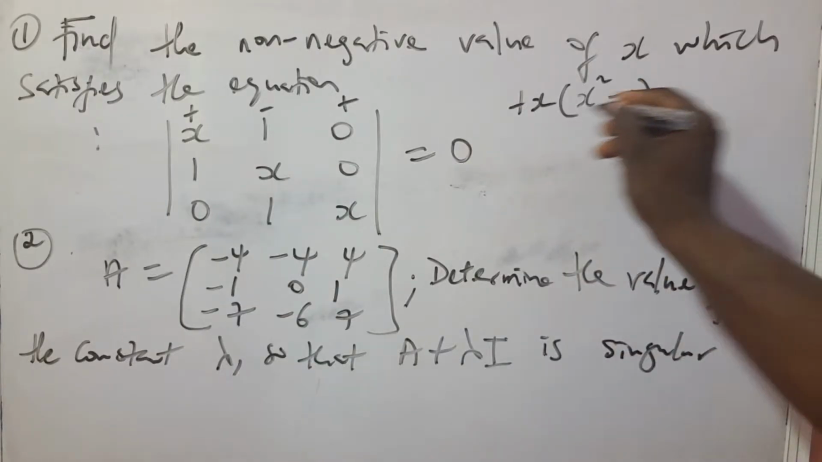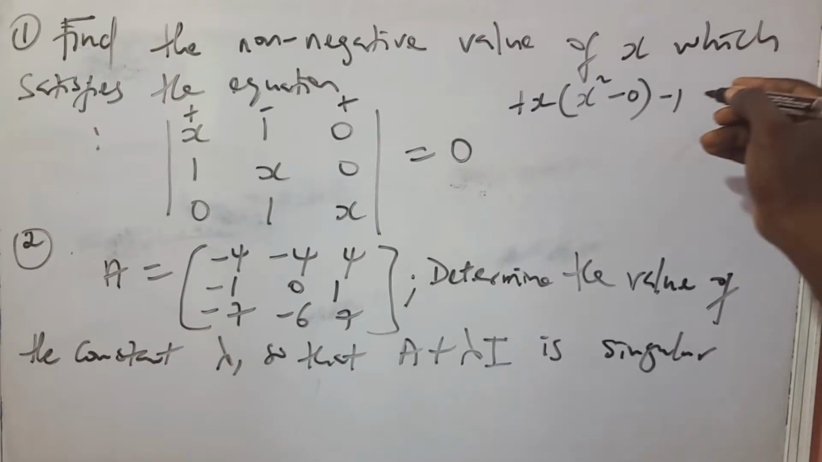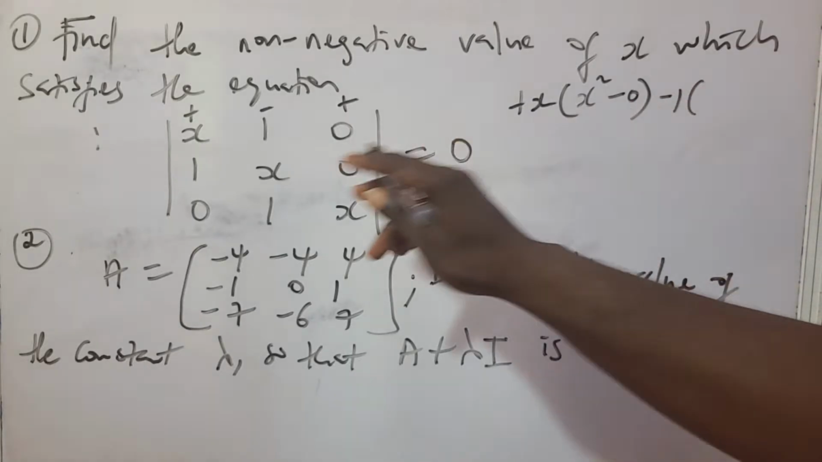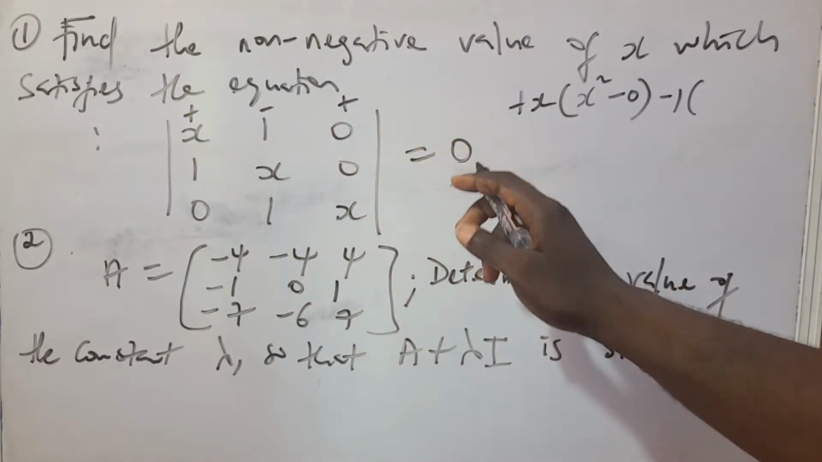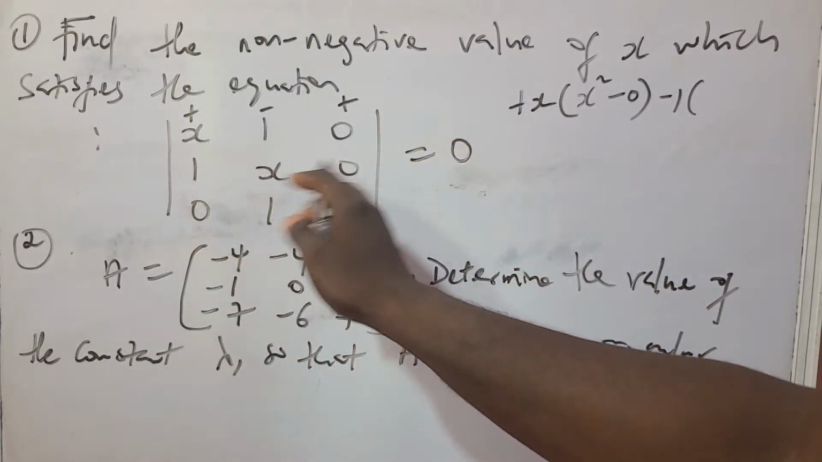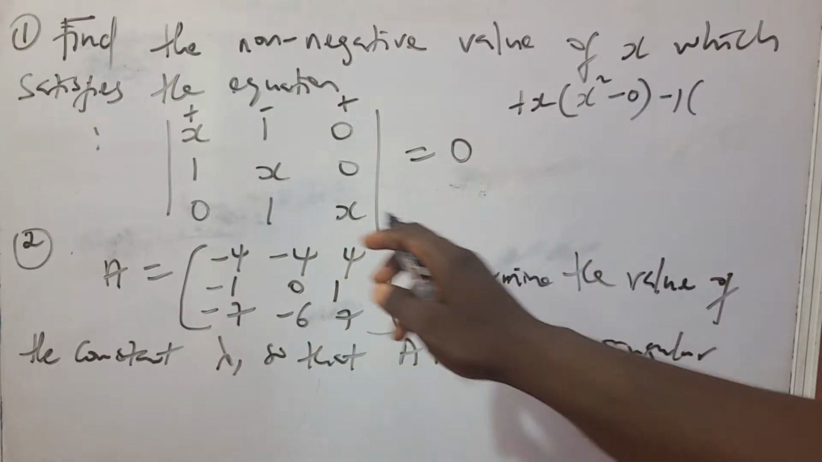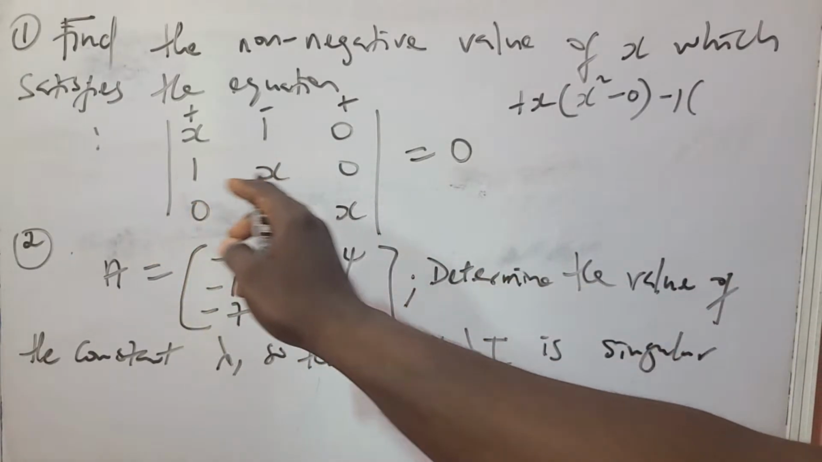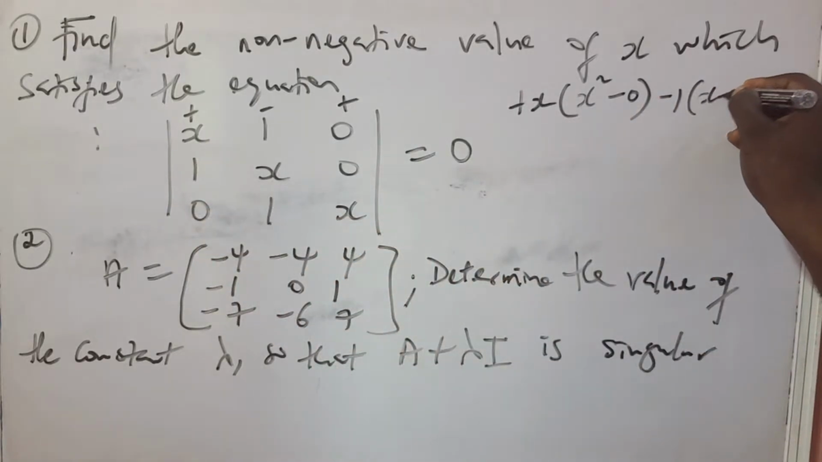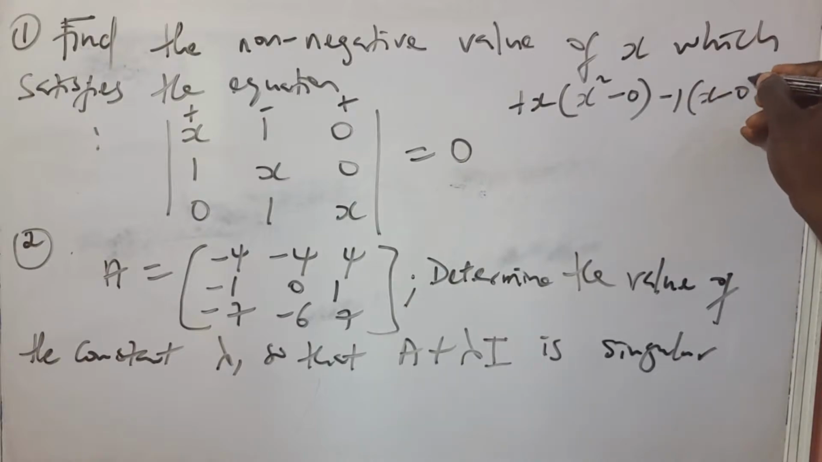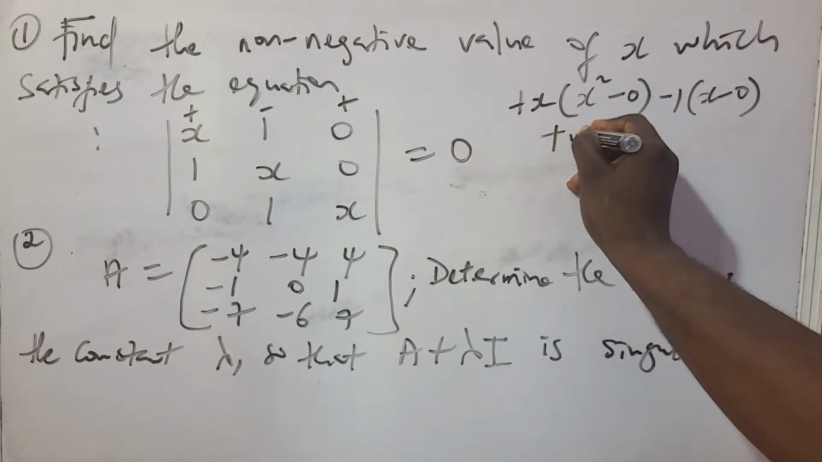Then I have minus 1. Then, of course, I'm isolating this and this. So I'm left with 1, 0, 0, x as the 2 by 2 matrix. Finding the determinant of the 1, 0, 0, x matrix, that will be 1 times x. That will be x minus 0. Then the last but not the least, I will have plus 0.